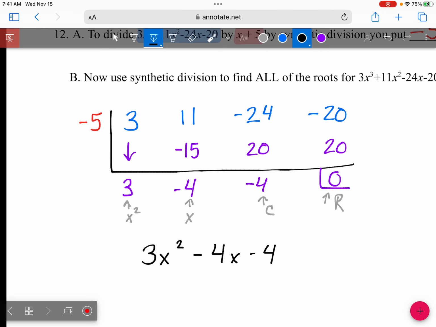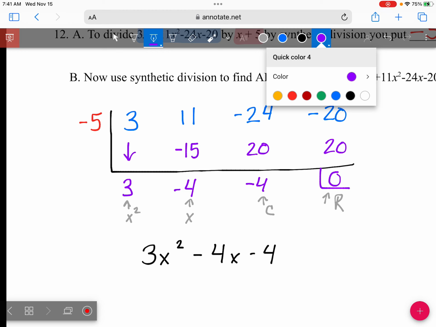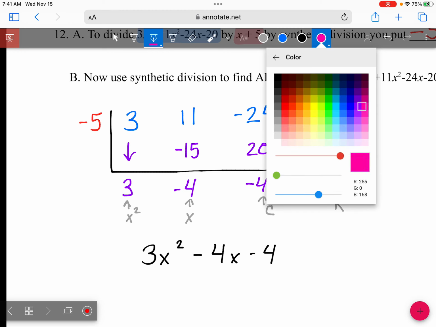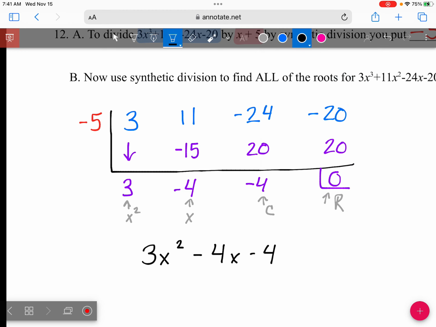Questions on that part of it? We're not done, but on that part. Because we were not just asked to simplify, we were asked to find all of the roots. That means we need to factor.